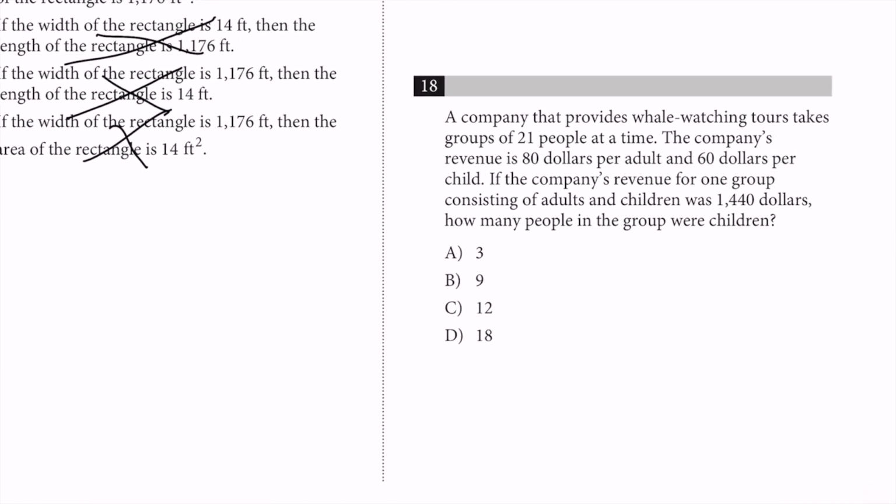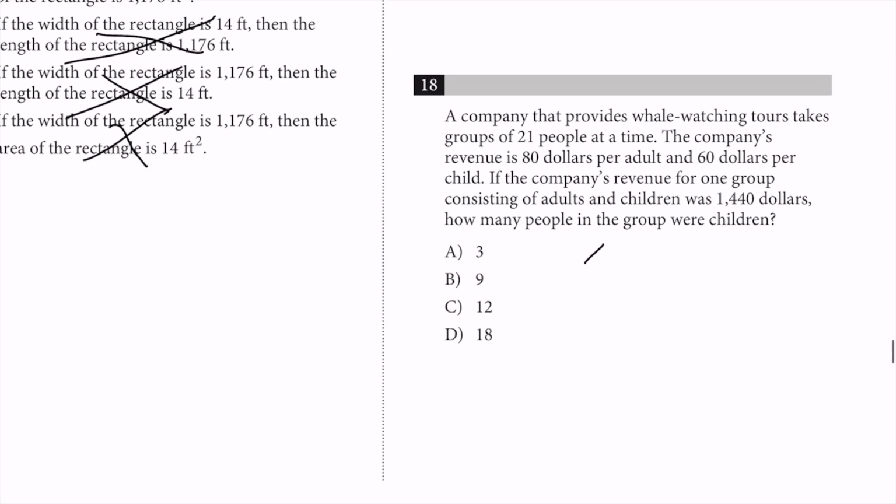All right, question 18. A company that provides whale watching tours takes groups of 21 people at a time. The company's revenue is $80 per adult and $20 per child. If the company's revenue for one group consisting of adults and children was $1,440, how many people in the group were children? So we can solve this with a system of equations, right?